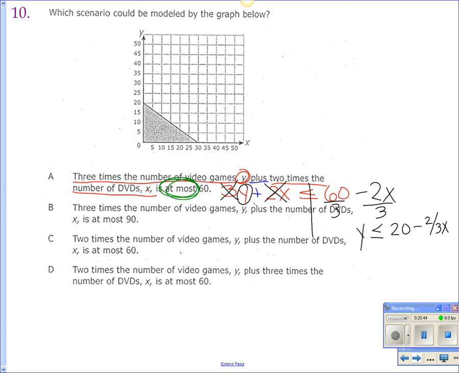We're trying to see if this matches the graph. So, what does this start at right here? 20. Does the graph start at 20? Okay. Then it's supposed to go down 2 over 3. Does it? Yeah. Okay. Is that less than or greater than? Less than. So you would shade how? Did they shade underneath? Yes. So A is the answer.